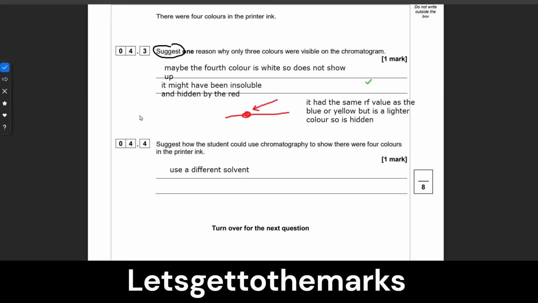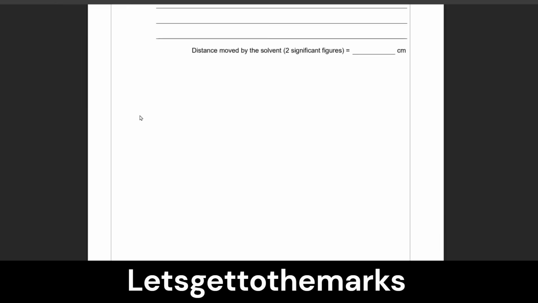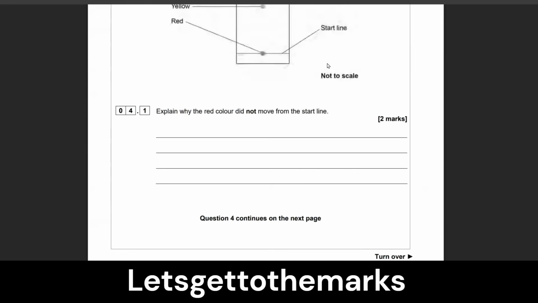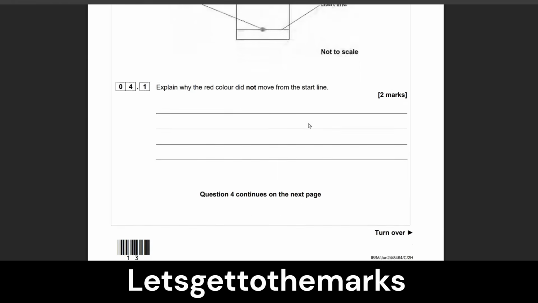Wunderbar. Let's go. So that's a little suggest. The suggest there was basically that there are other colors hidden behind these spots and they're lighter than these spots, so you can't see them. Okay.